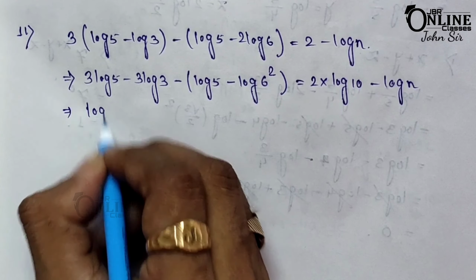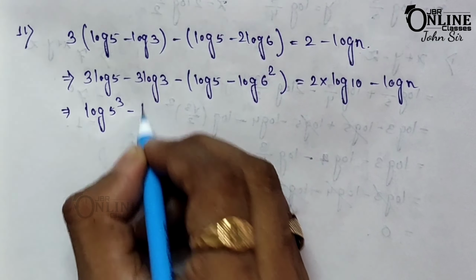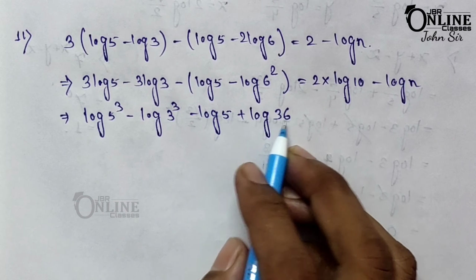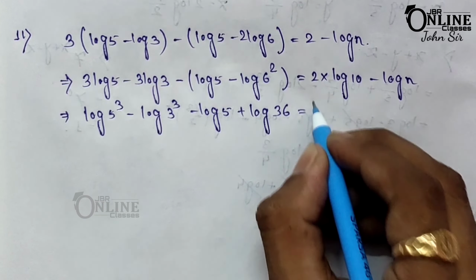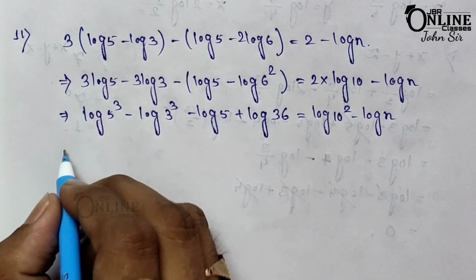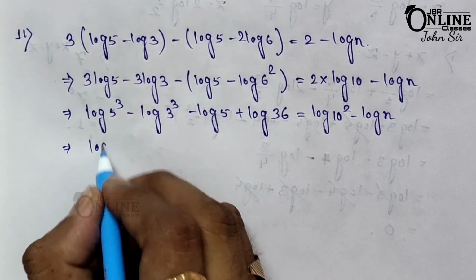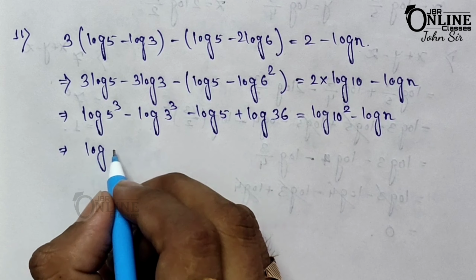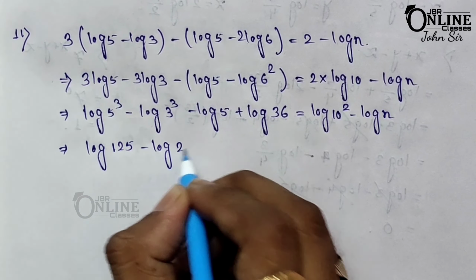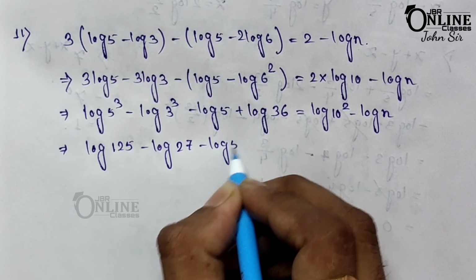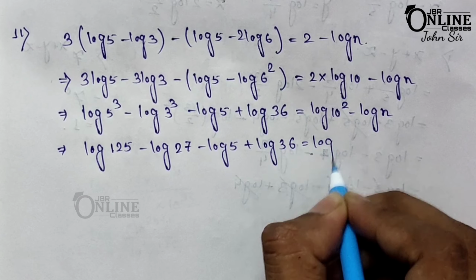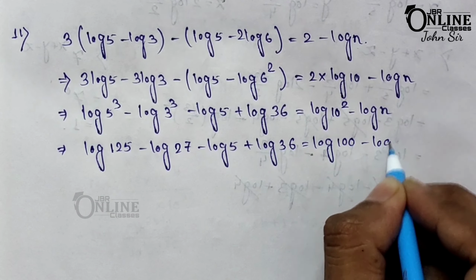So that equals log 5 to the power 3, log 3 to the power 3. So here minus log 5 plus log 36, and that equals log 10 to the power 2 minus log n. Okay, so now here log 5 to the power cube. 5 cube means 125. Then log 3 to the power 3 means 27. It's log 5, and that one log 36. So that equals log 100 minus log n.